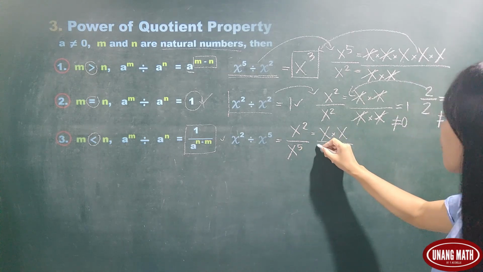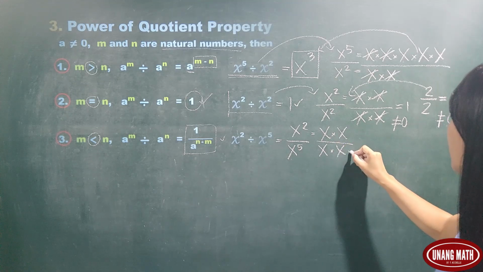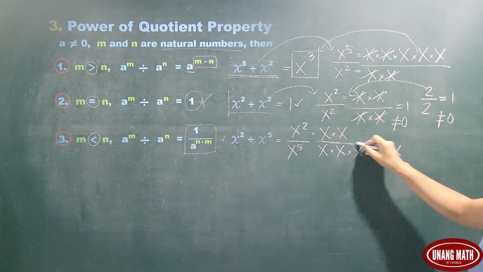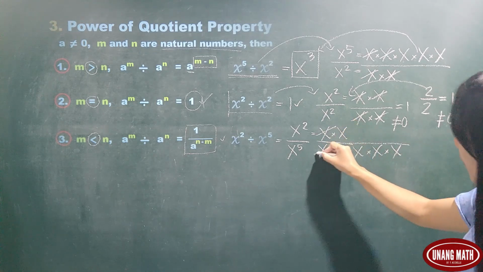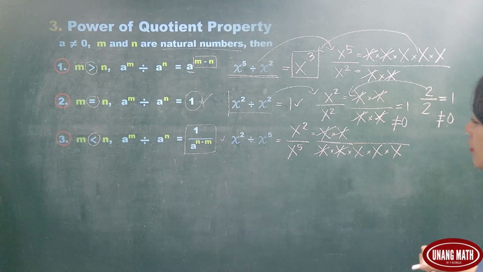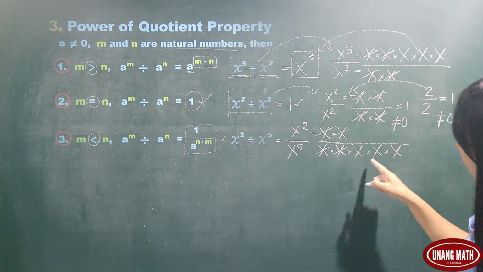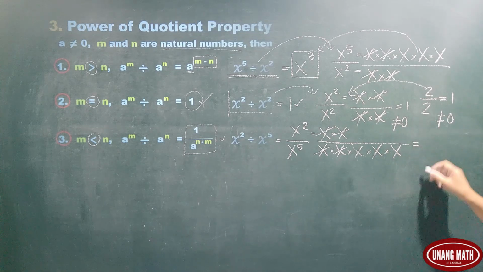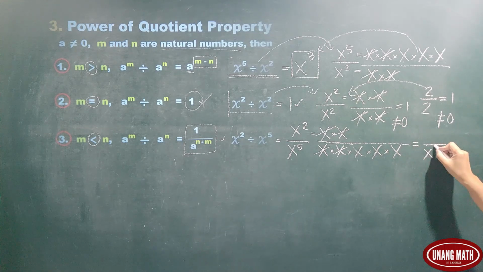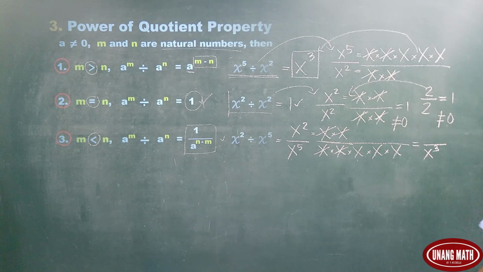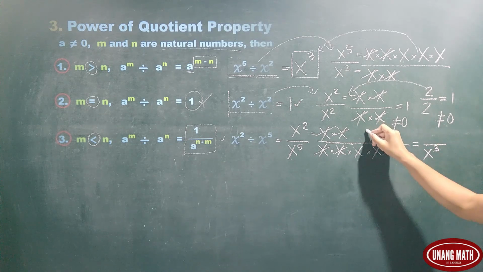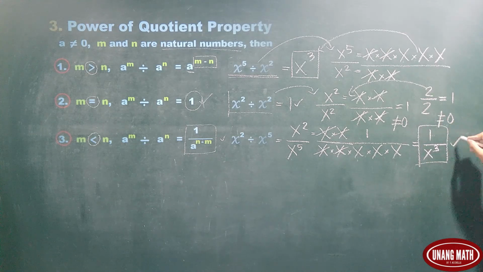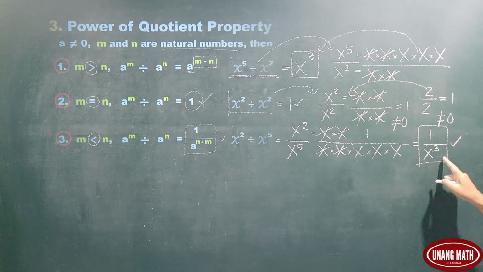X raised to the power of 5 is x times x times x times x times x. Okay, let's simplify. This will be cancelled. This will be cancelled. So, in the denominator part, we have x times x times x. And this is equal to x raised to the power of 3. Okay, how about the numerator? Our numerator is 1. So, the answer is 1 over x raised to the power of 3.